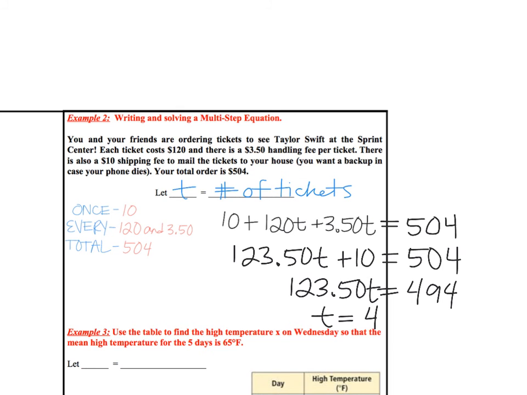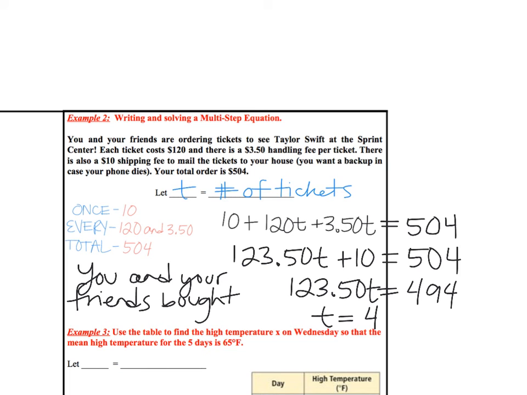Please write a sentence after you get it. You and your friends... that's also fine. You and your friends bought 4 tickets, as long as you got a sentence of some kind.